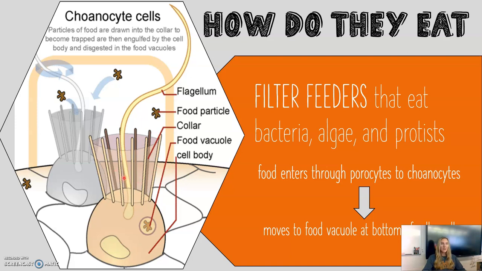If you look at the diagram, the flagella, we see arrows. Arrows are showing that the flagella are moving, and they're helping create a water current that actually moves the food particles into a vacuole down into the bottom of the cell. And then that food is going to be broken down and used as nutrition for the sponge.